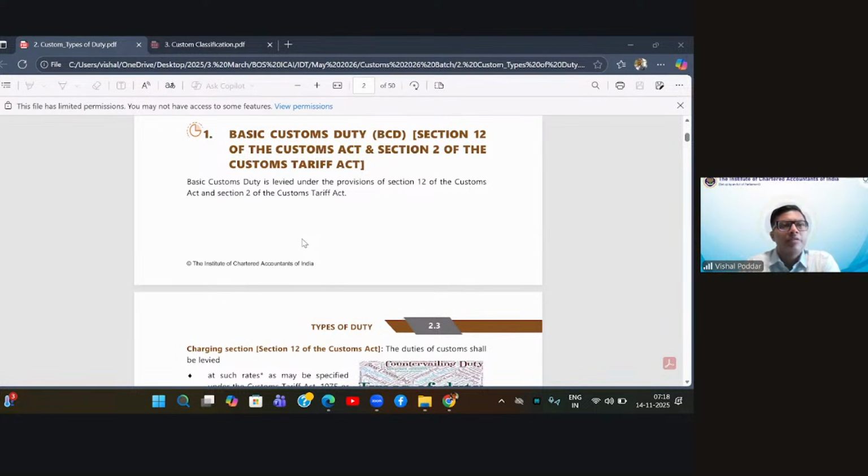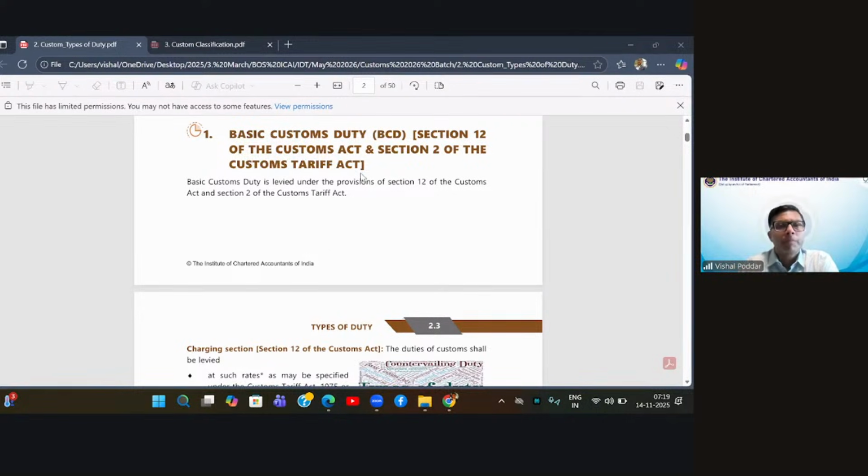So in the earlier excise, we had two acts, the Central Excise Act and the Central Excise Tariff Act. In customs also, we have two acts. The parent act is the Customs Act, and the other act which we are going to discuss today is the Customs Tariff Act. Tariff Act is the act which is only dealing with the rates of duties. This act provides exclusively the types of duties and the rates of the respective duties, nothing else.